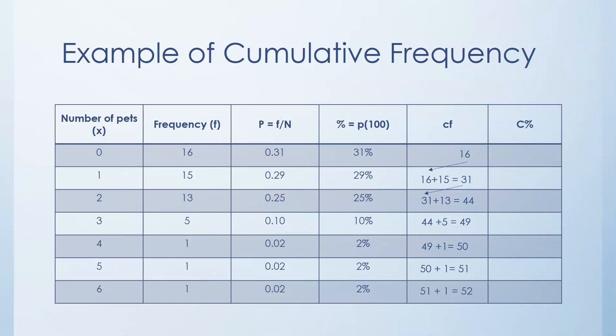And if you'll remember from the previous video, the number of households surveyed was 52. So when I get to my highest value, 6 pets, I add up to the 52 households that we surveyed. That should always happen on all of your cumulative frequencies. Your highest value should always add up to the number of data points you have in your set.